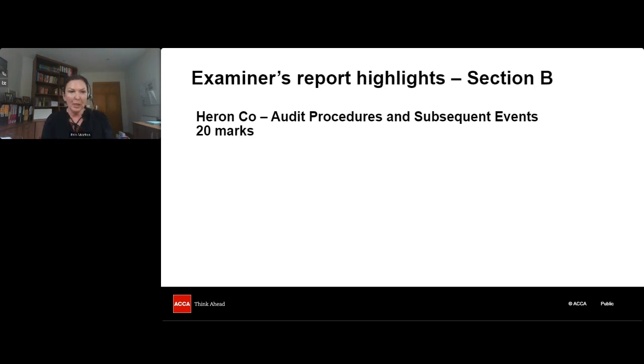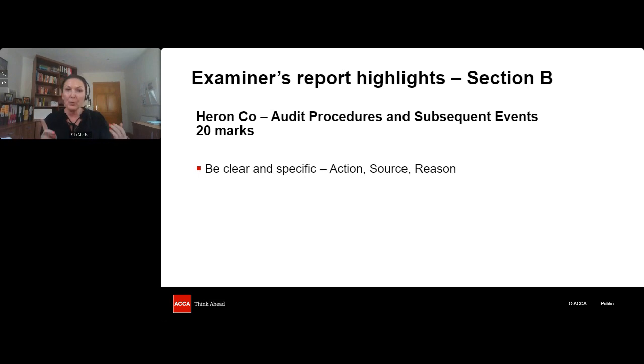Okay. The last question in section B that we had some review on in the examiner's report was on Heron, and that was our substantive audit procedures question. It had a bit of a surprise because it had subsequent events in it instead of audit reports, which was a scandal. However, takeaways from that: once again, audit procedures not being explained properly.